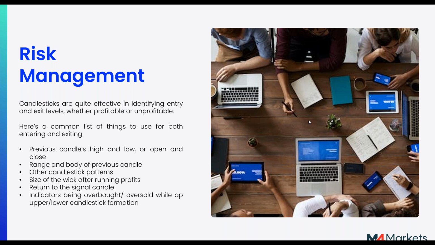Now these are some general points about risk management so that you have a better understanding when we move into the strategies. And let me tell you this, candlesticks are quite effective in identifying entry and exit levels, whether profitable or unprofitable. Here's a common list of what matters for exiting and entering: the previous candle's high and low, the open and the close, the range and the body of the previous candle, the underside candlestick patterns if any, and the size of the wick after running profits. Return to the signal candle, can we get that? If that happens, we'll close the trade straight away. Indicators being overbought or oversold while above the candlestick formation, okay?